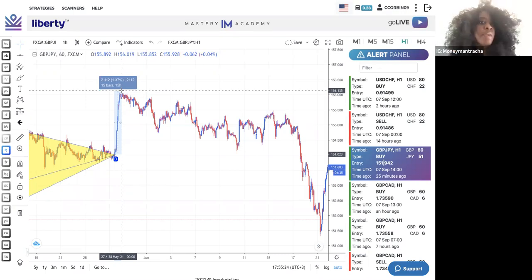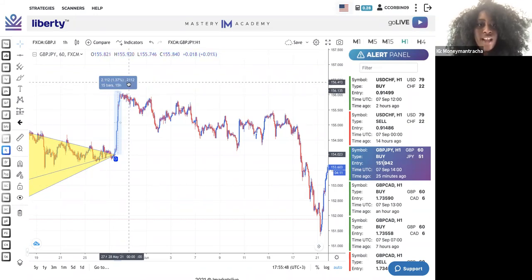In 15 hours, if you only risk the lowest amount, 10 cents, you could have made $21. That's amazing, right? That's really good. If you would have risked 50 cents, you would have made something like $42. And if you would have risked only $1, you would have made $211 in 15 hours.